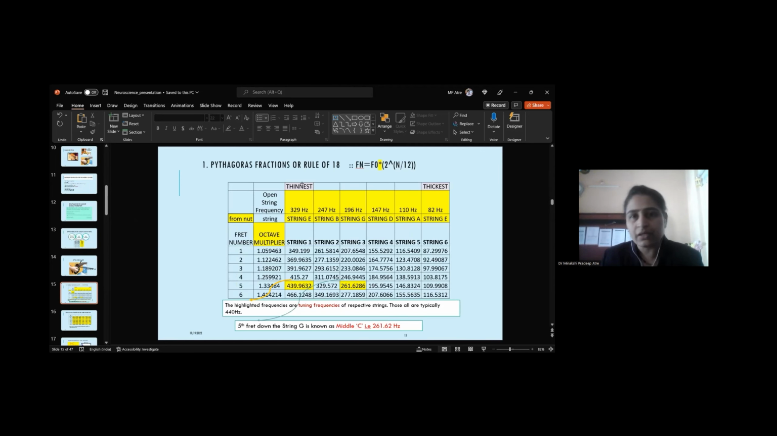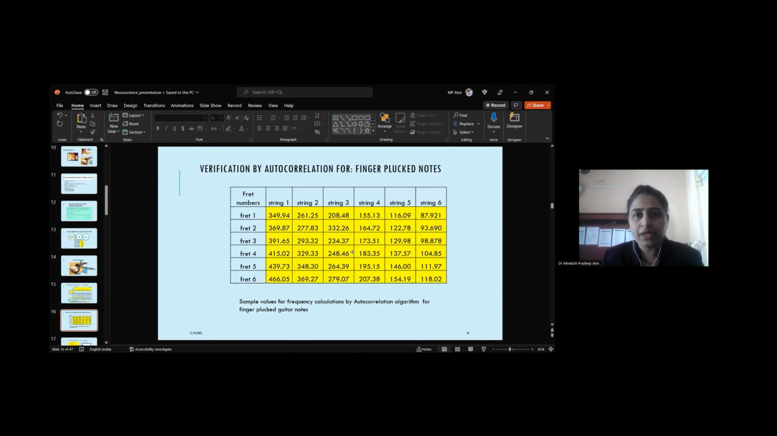So we have calculated all the frequencies for these music notes, starting from string 1 to string 6 and all the notes. These are sample frequencies, because we carried out the frequency calculations from fret number 1 to 20, but here I have shown only up to 6. The complete table is available. And then we started validating the mathematical relation of these frequencies. Here also you can see that we have verified the mathematical calculation by using the autocorrelation method.